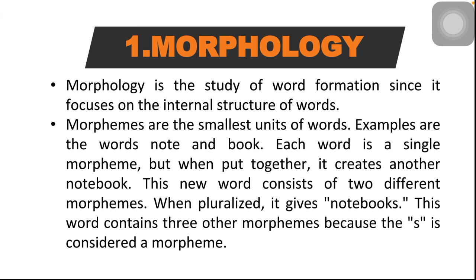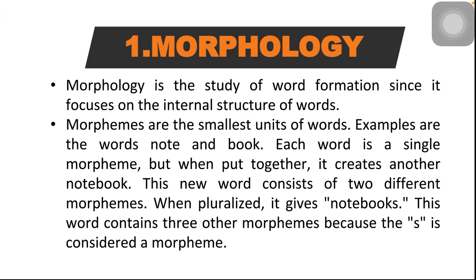Examples are the words note and book. Each word is a single morpheme, the note and book. But when put together, it creates another word which is notebook. Okay? This new word consists of two different morphemes. When pluralized, it gives notebooks. So, how many morphemes do we have in this word?